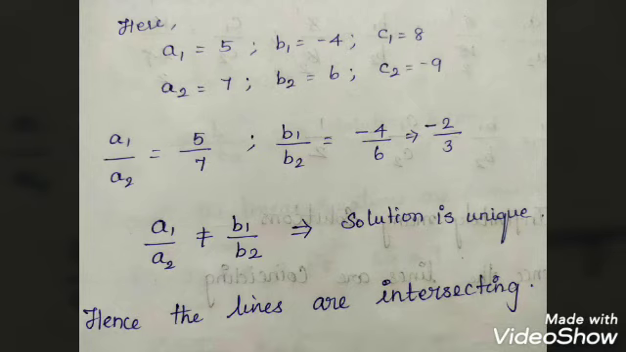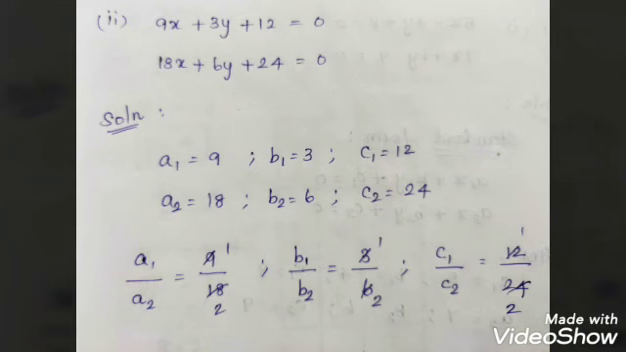A1 by A2 not equal to B1 by B2 means it has a unique solution. Unique solution means the lines are intersecting. Your second subdivision: 9x plus 3y plus 12 equal to 0, 18x plus 6y plus 24 equal to 0. A1 equal to 9, B1 equal to 3 and C1 equal to 12, A2 equal to 18, B2 equal to 6 and C2 equal to 24.